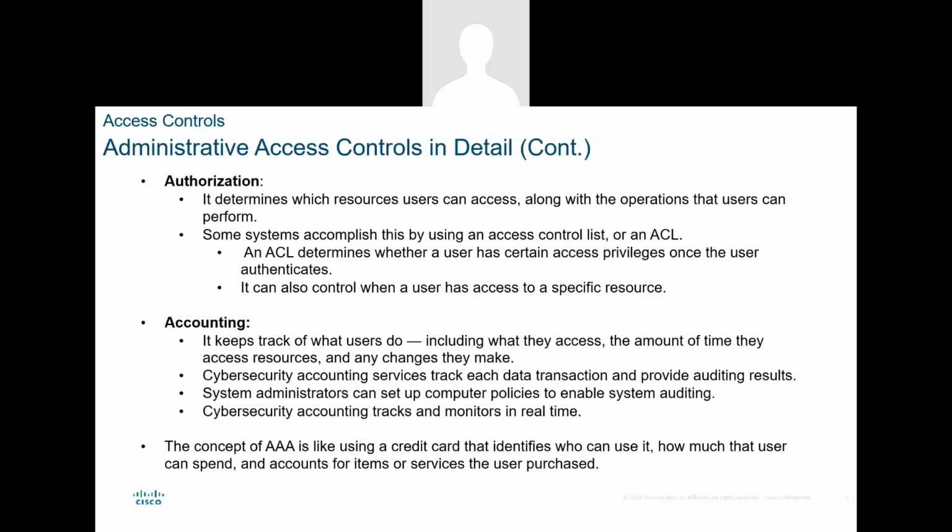Some systems may use an access control list where the user has certain access privileges that can be set up so the user can have access based on their roles or their individual accounts. You can also control what specific resources a user has access to, what time they have access, and location. There's a wide range of access control measures that can be put in place. Now, accounting keeps track of what the users do. It keeps track of what they access, the amount of time they access those resources, and any changes that were made to it.